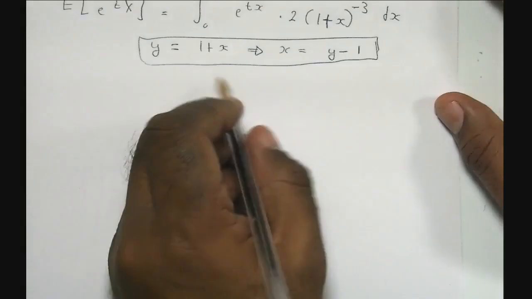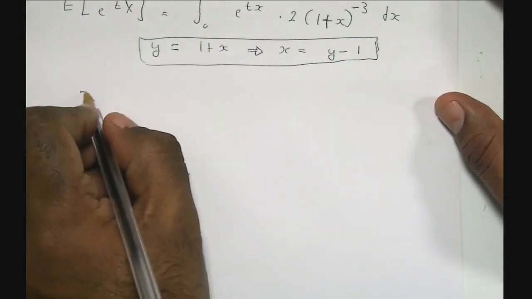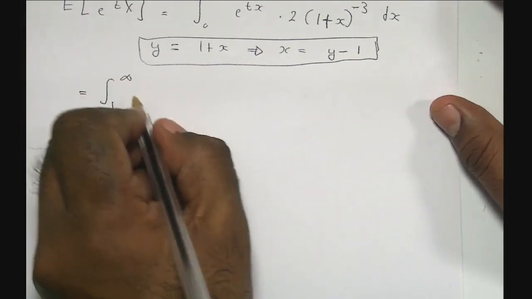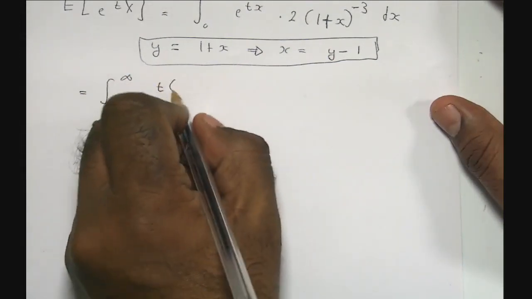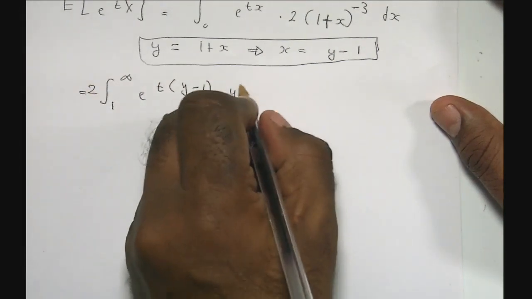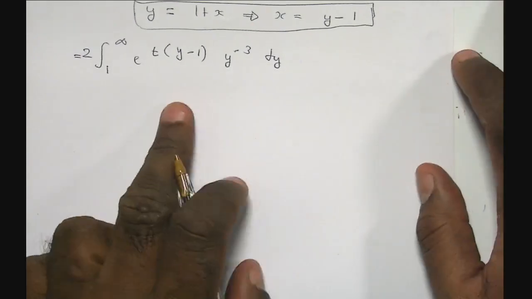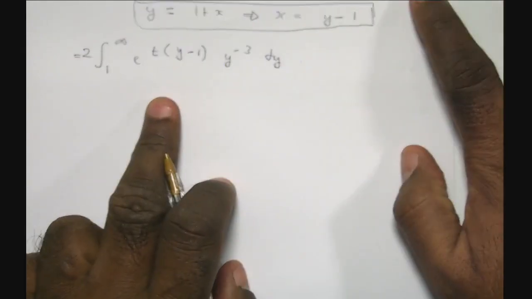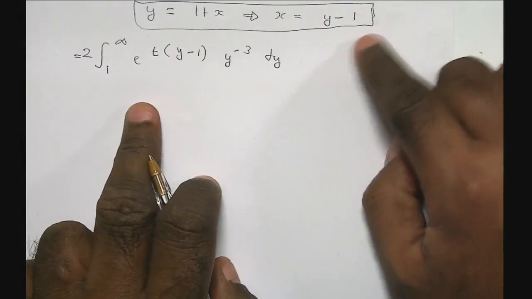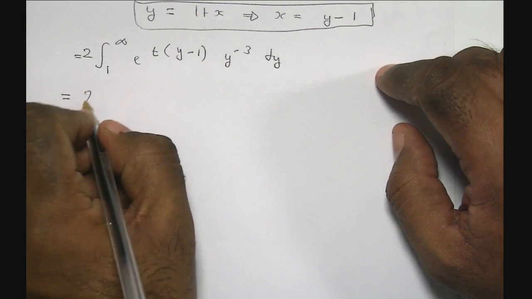Okay. So if you sub this into this, guys, the limits will change from 1 to infinity. E of t, x will become y minus 1, the 2 outside, and y minus 3 dy. Now this integral looks easier than this one, right? Compared to this, it looks a lot easier. So that's the reason I made this substitution.